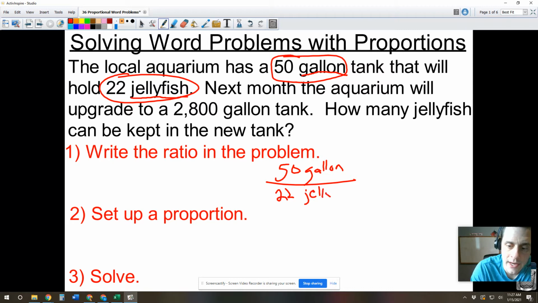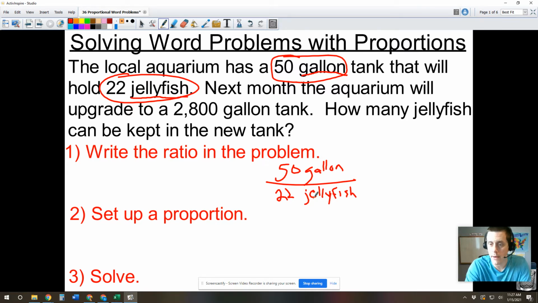Now, when you are setting up your ratio, it is extremely important that you label the numbers in your ratio. Don't just write 50 to 22, write 50 gallons to 22 jellyfish. Because when we label our values, when we label our numbers, that gives us a format that we need to follow throughout the entire proportion. Because step two is to set up the proportion.